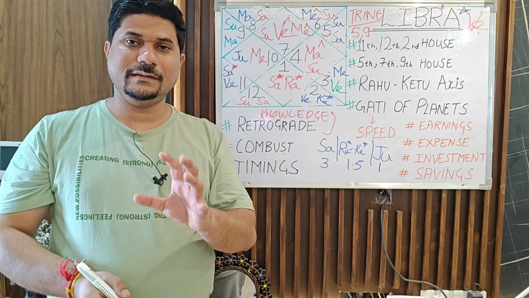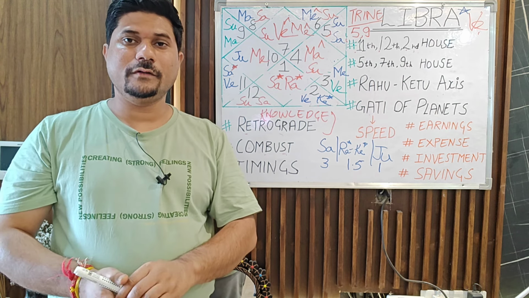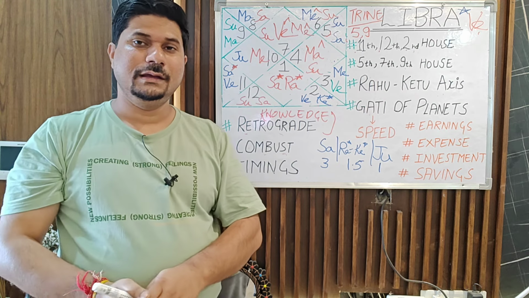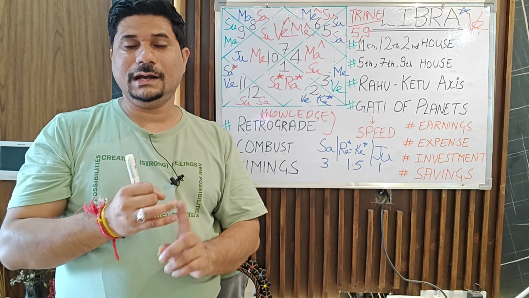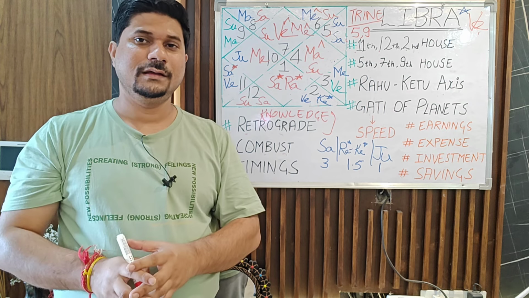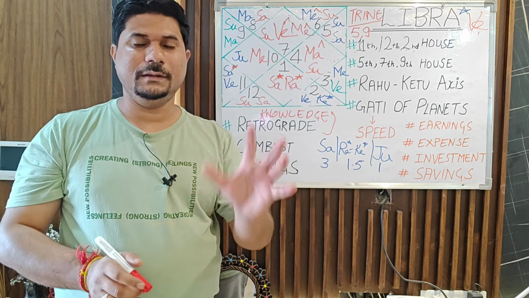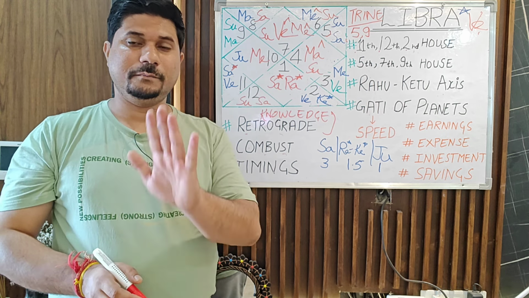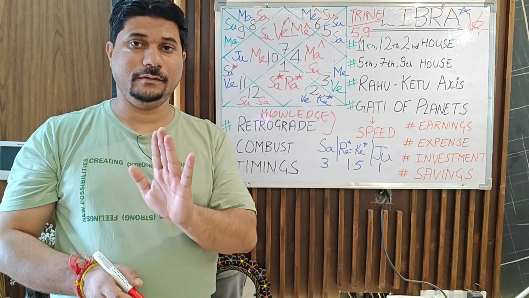So combustion simply means the positive rays of that graha are not entering inside the universe. And specifically only Jupiter and Venus combustion have the capacity to create major impact in the chart. Whereas combustion of other planets is not going to create much impact in Vedic astrology, specifically from the money and wealth standpoint. Okay.